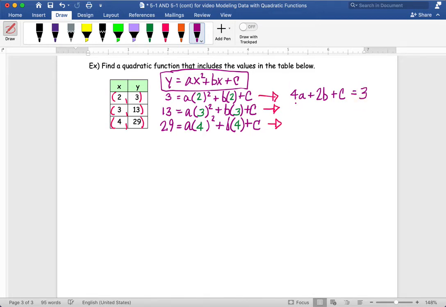Okay. This a value is always going to be positive. Whether the x is positive or negative, when you square it, it's always positive. The leading coefficient is always going to be positive.